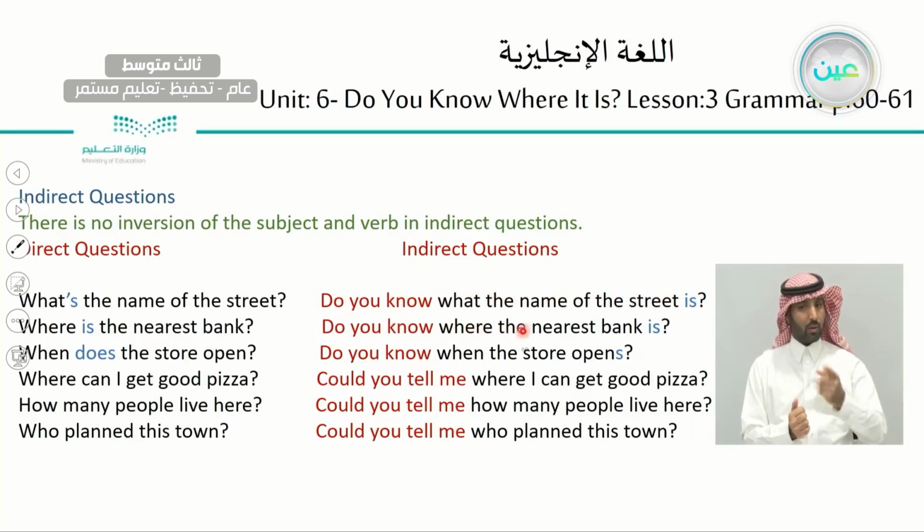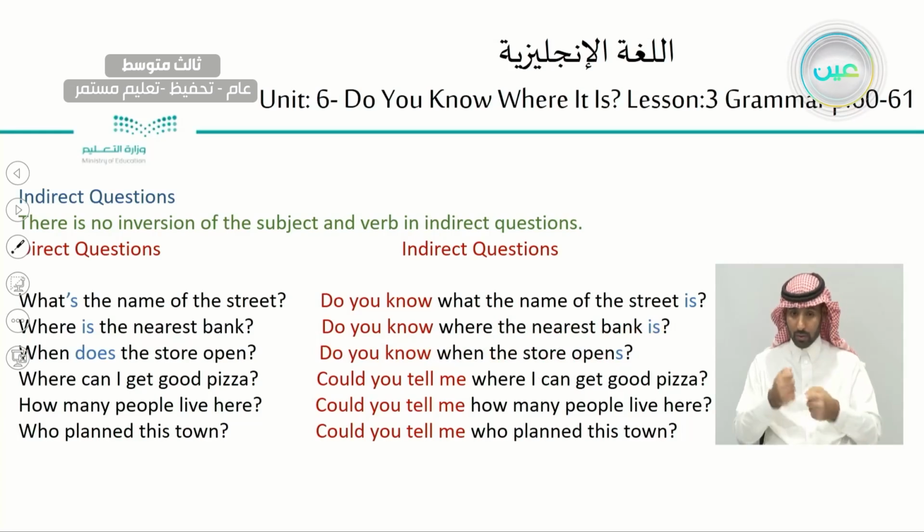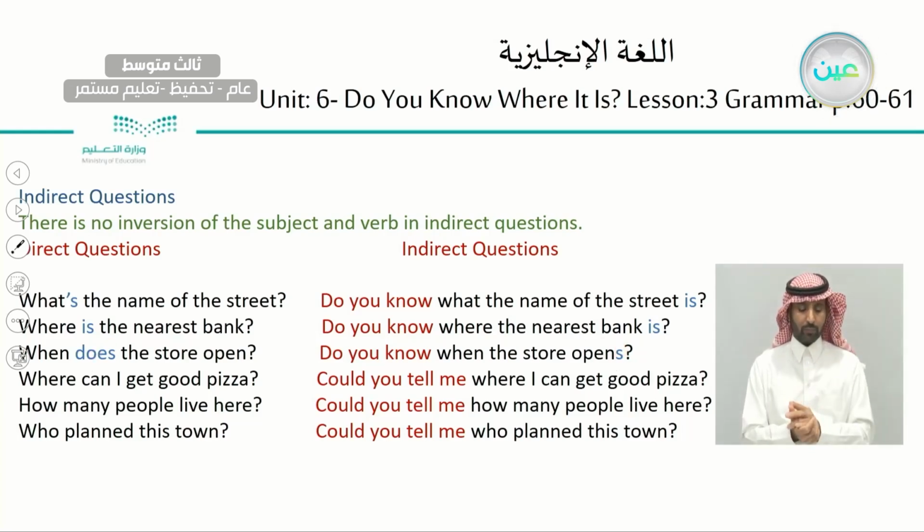Do you know where the nearest bank is? Do you know when the store opens? Here we have does. So the S here, we move it here, opens. Okay? If we have do, then we don't add anything to the end of the verb here. Could you tell me where I can get good pizza? Here we have can I. It switched to I can. Okay? How many people live here? Could you tell me how many people live here?